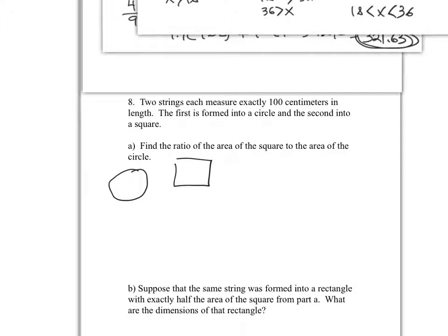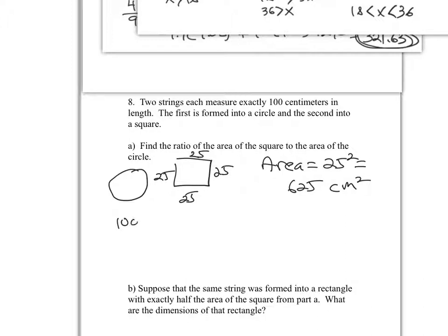So we know in the square, each side is going to be 25. And that means the area of this is going to be 25 squared equals 625 centimeters squared. The circle, on the other hand, we know that 100 is equal to the circumference of the circle, or 2 pi times r. That's the formula for the circumference. So that means that 100 over 2 pi is going to be equal to r.